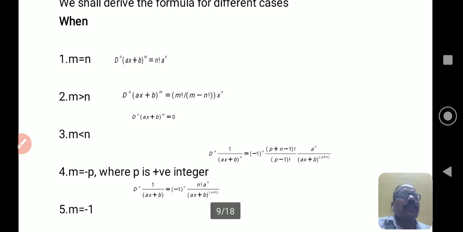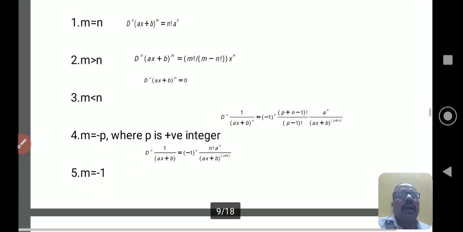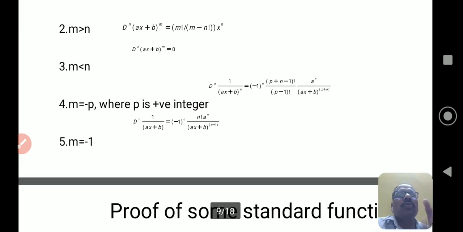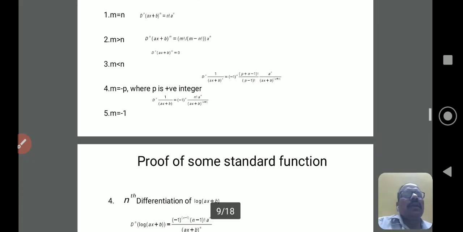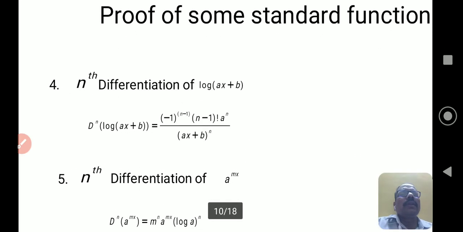If m is equal to minus p, we get another result, and there is the particular case m equal to minus 1. Next, we can discuss some more results here. It is also a very simple result.